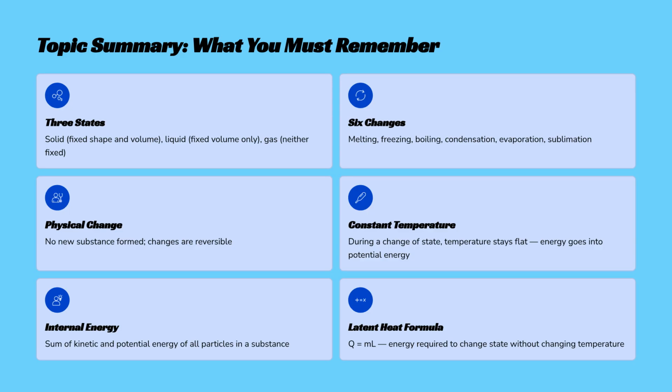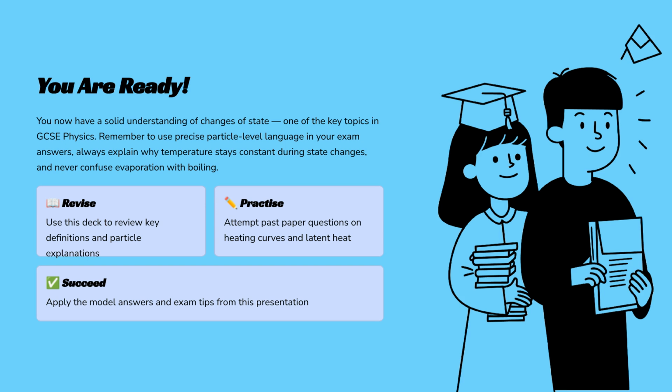To summarize, know the 3 states of matter, the 6 phase transitions, and that these are reversible physical changes. Remember that temperature remains constant during phase shifts. Internal energy accounts for kinetic and potential energy, and use the latent heat formula to calculate energy requirements. You are now ready to tackle questions on changes of state.